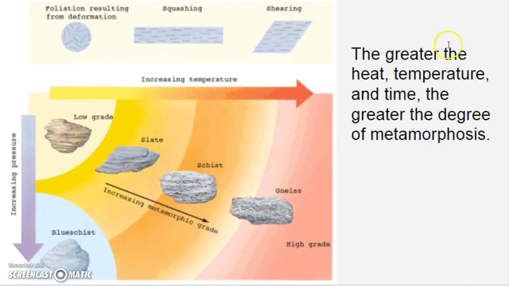So here we can look at the greater the heat, or the greater the temperature, and the amount of time, the greater the degree of metamorphosis. So we might have this low-grade, mildly metamorphosed rock. If I continue adding heat and pressure, it can be formed into slate. Adding more, increasing metamorphic grade, we can move into schist. What's missing in here is phyllite. Phyllite's a nice little intermediate between slate and schist. If I continue increasing temperature and pressure, I get this rock actually called gneiss, and it has these bands within it.